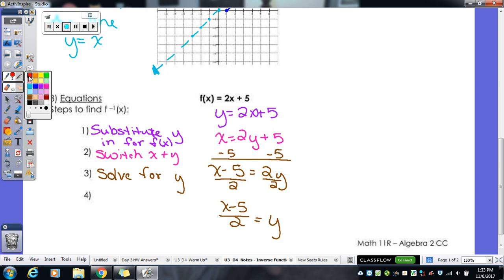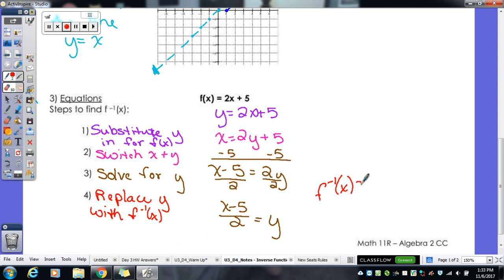So x minus 5 over 2 equals y. So then our last step, step 4, you're going to replace your y with f to the negative 1 of x. So you're just replacing it back with your function notation. So that's our inverse. F to the negative 1 of x equals x minus 5 all over 2.